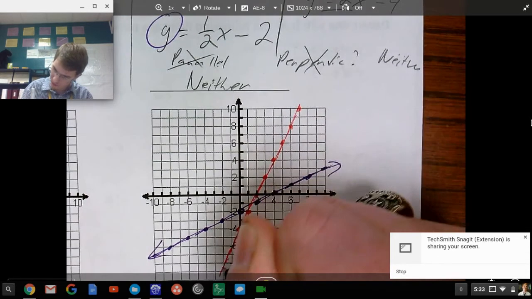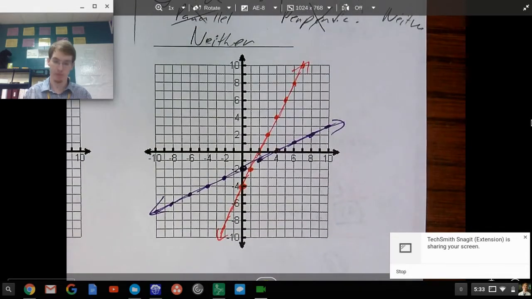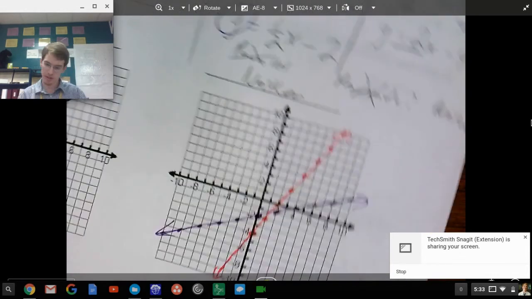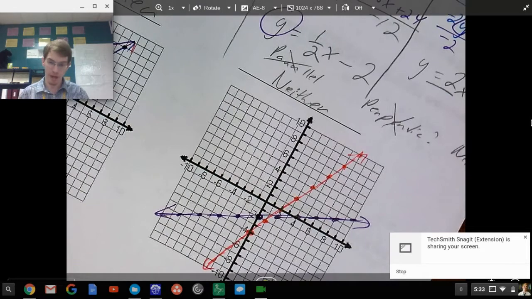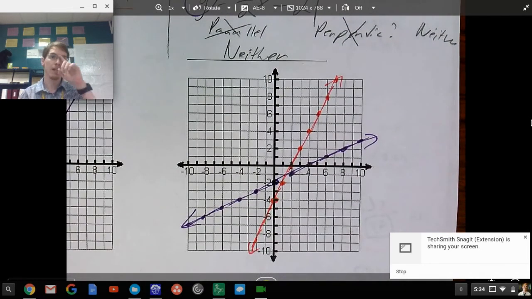Okay, so the question is, parallel? Absolutely not. Perpendicular, if I turn that over, that's definitely not a right angle, and so it is, in fact, neither. Okay, so let's move on to our assignment. Take care of this.